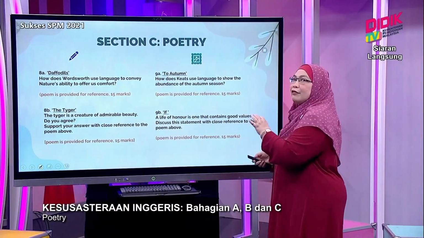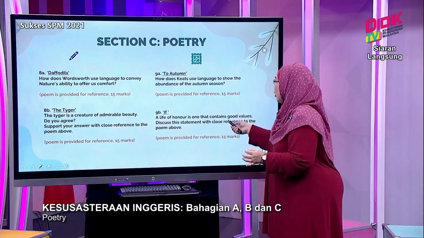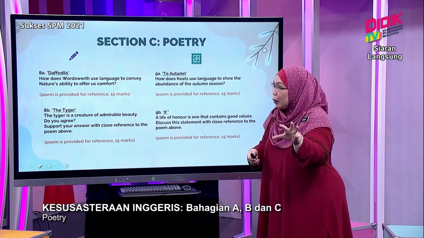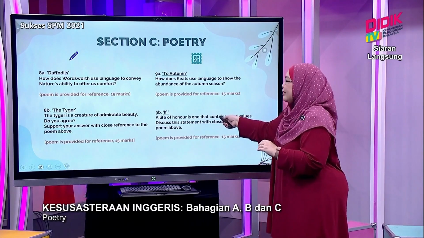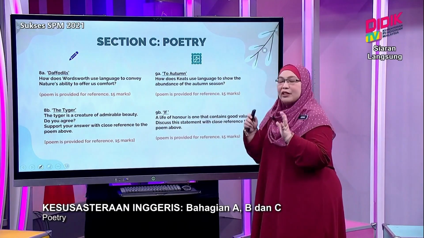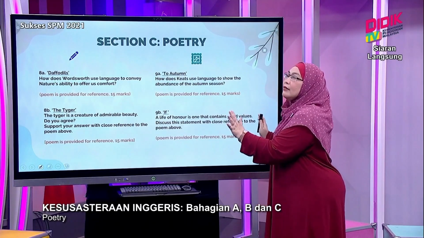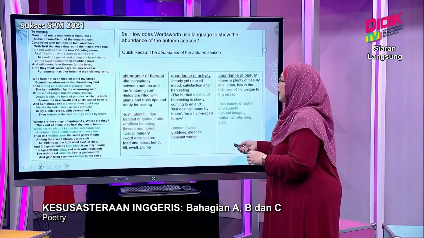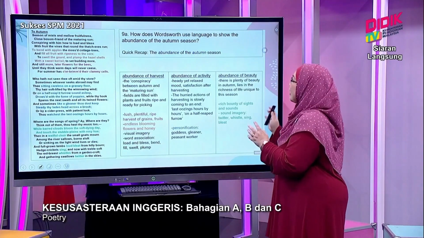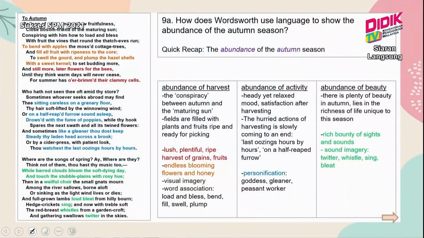And then, if you're looking at If by Kipling, a life of honor is one that contains good values. Candidates would be expected not just to know the poem, discuss the poem, but relate it to the given statement. All right, so if they know the poem well, if they've done their research, this will be a piece of cake. All right, so I mentioned Autumn earlier, and what I have for all of you to see right now is an example A question, that goes, how does Keats use language, don't forget, language use, to show the abundance of the autumn season.